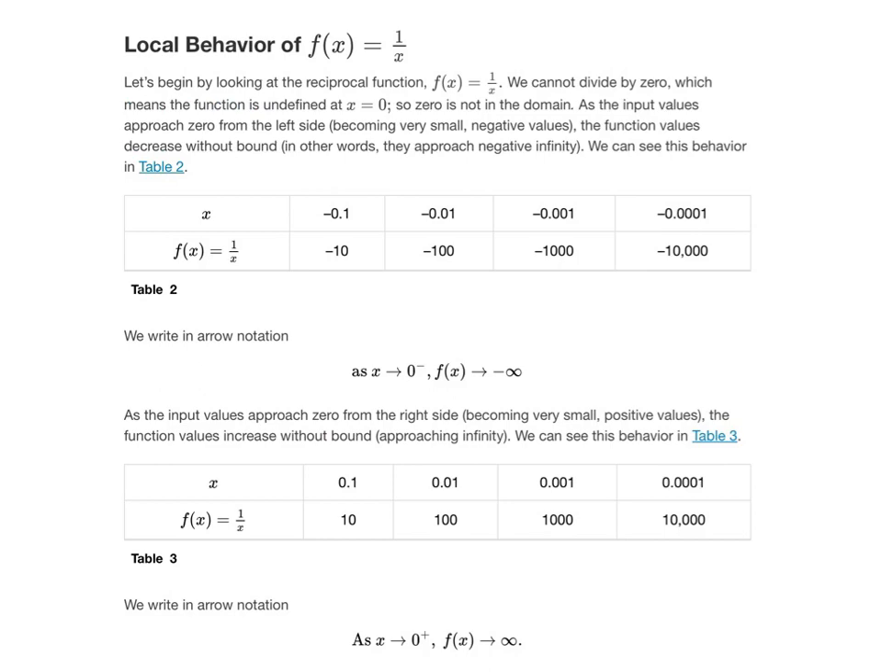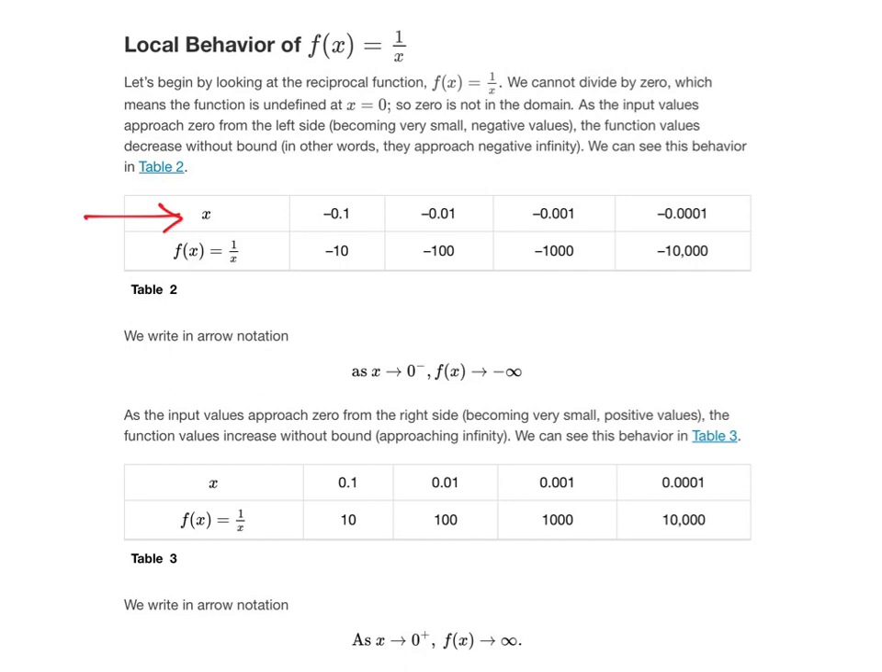Okay, so it says local behavior of 1 over x. This is the reciprocal function. It says we cannot divide by 0, right? If I plug in 0 and I have 1 over 0, that function is going to be undefined. But we can determine what the function does as we take x closer and closer to 0. So look at this table right here. This has x on the top row.